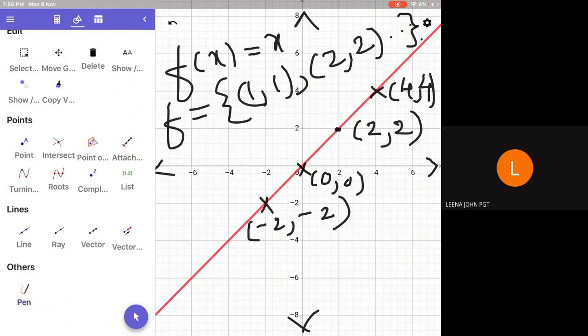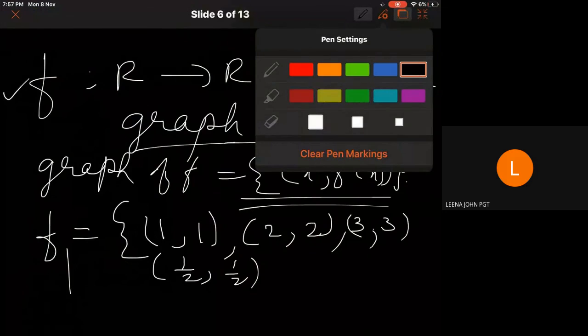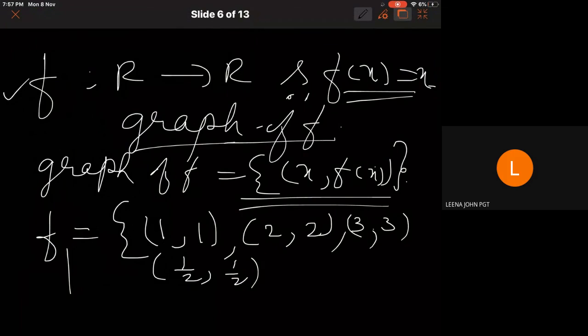And you can see that this graph passes through the origin. It is making an angle of 45 degrees with the x-axis. And this function is known as the identity function. What is the domain and range of the identity function? The domain is R, the range is also R.